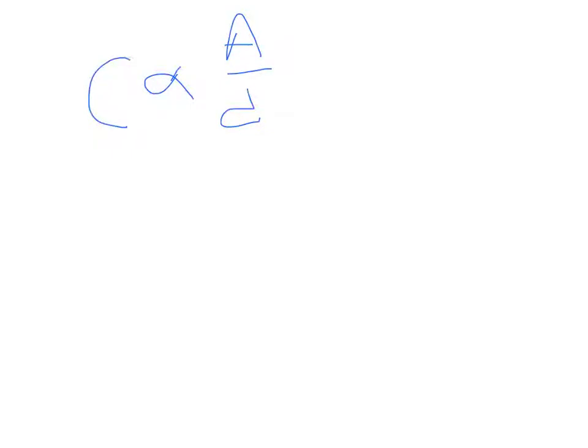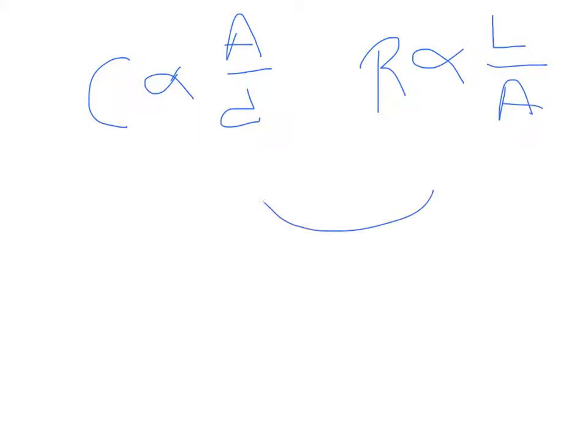Let's go back to our resistance equation for the resistance of a wire. The resistance of a wire is proportional to the length of the wire divided by the area. Opposites.